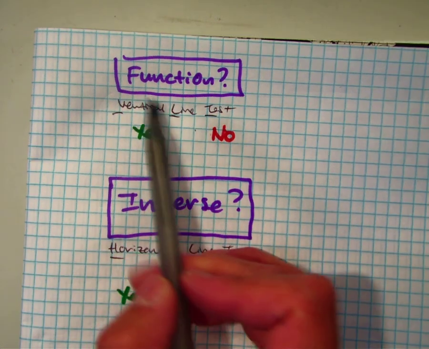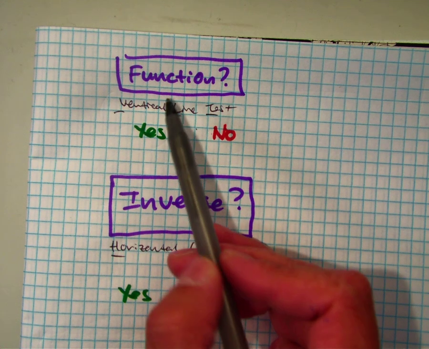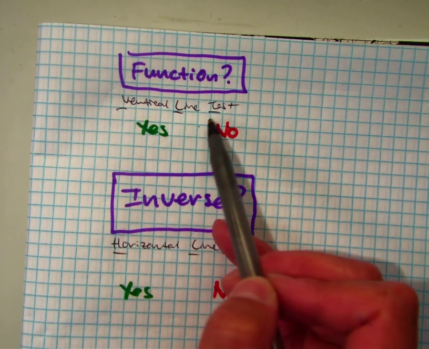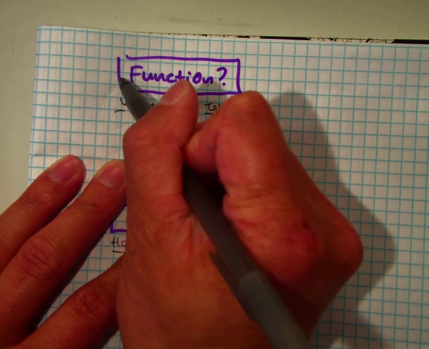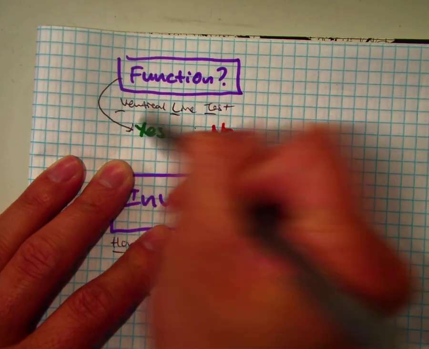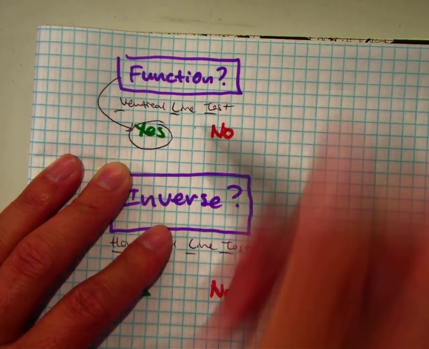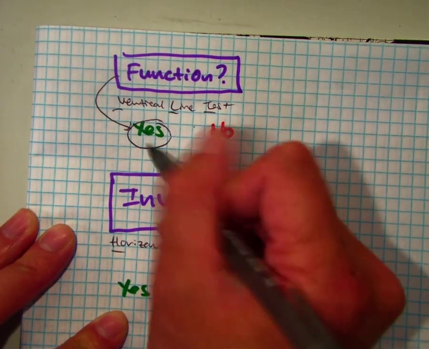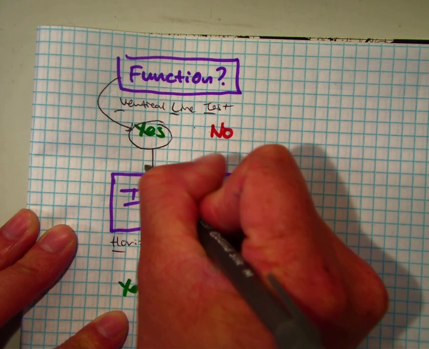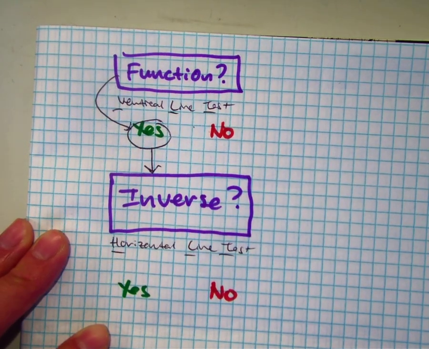Alright, so how do you test if something is a function? Well, we do something called the vertical line test, VLT. If it passes the vertical line test, then yes, it is a function. If it's a function, then we can ask this next question. Can I take the inverse of that function?